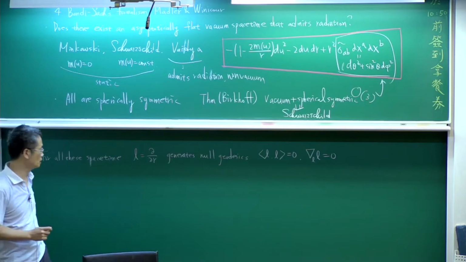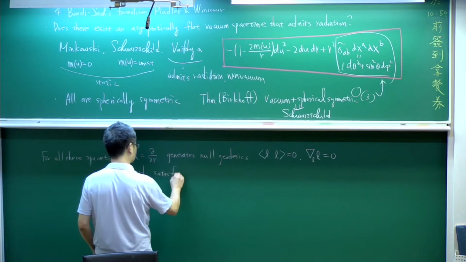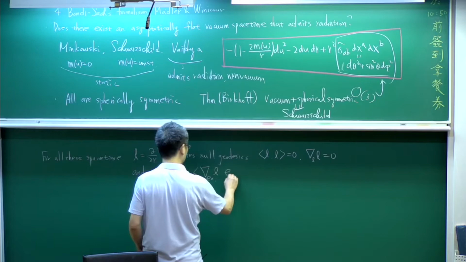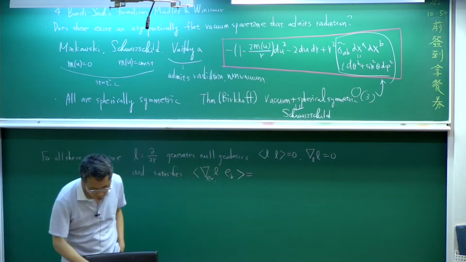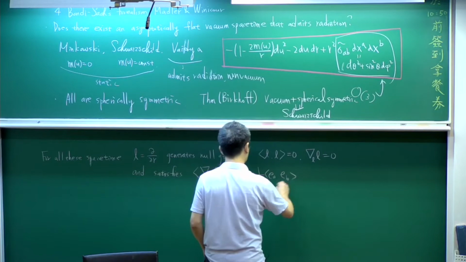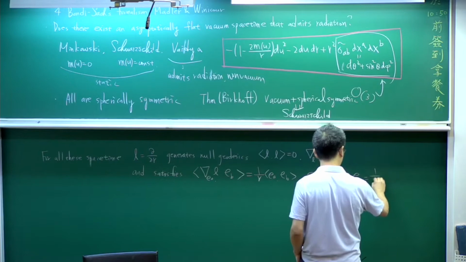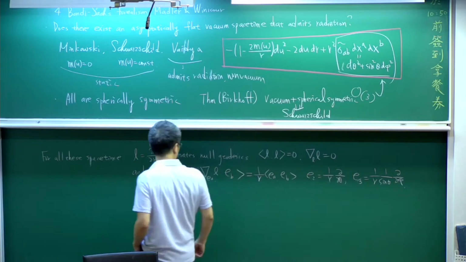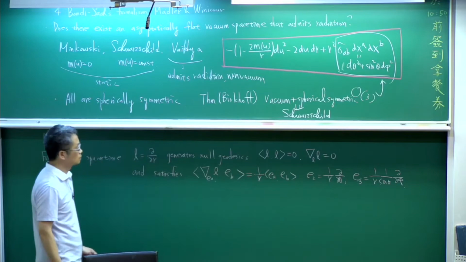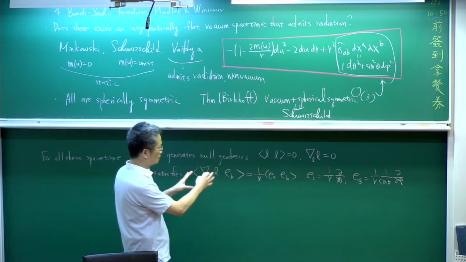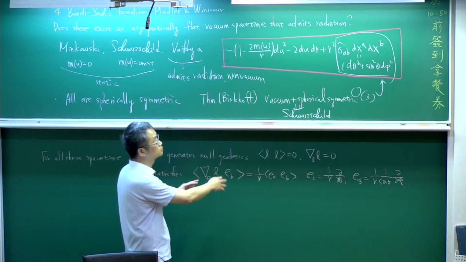And it actually satisfies this condition, L, e_A, e_B. In fact, I think this is exactly equal to 1 over r, e_A, e_B. We take e_2 equal to 1 over r ∂/∂θ, and e_3 equal to 1 over r, 1 over sin θ, ∂/∂φ. So we can take our orthonormal frame here, and you can check that this condition is satisfied. These correspond to Christoffel symbols, and since you know the metric explicitly, you can use the formula for Christoffel symbols to calculate this easily.